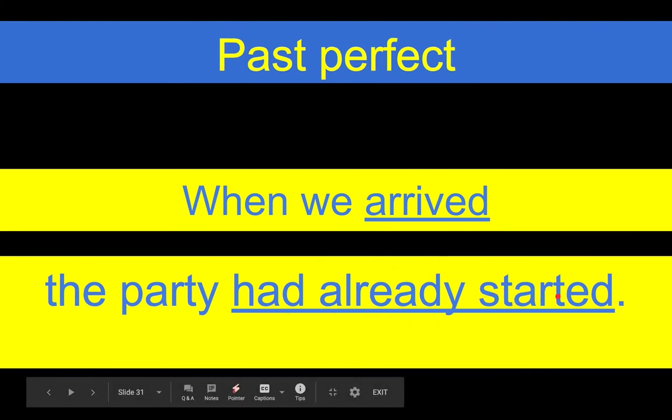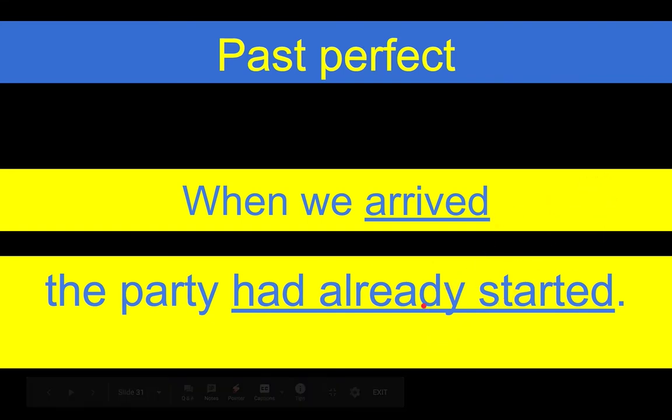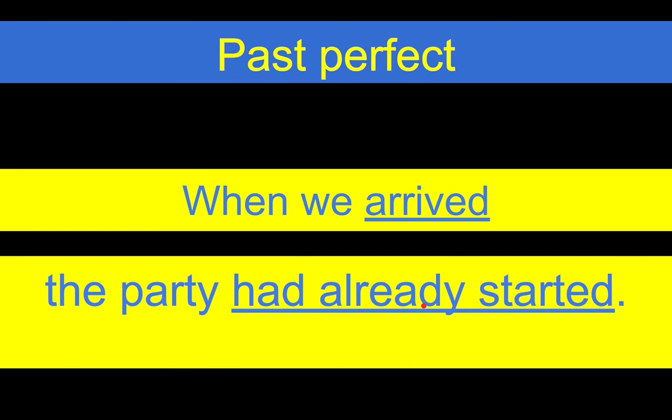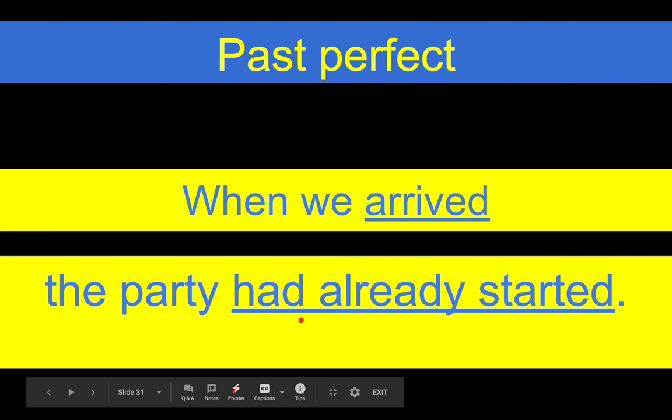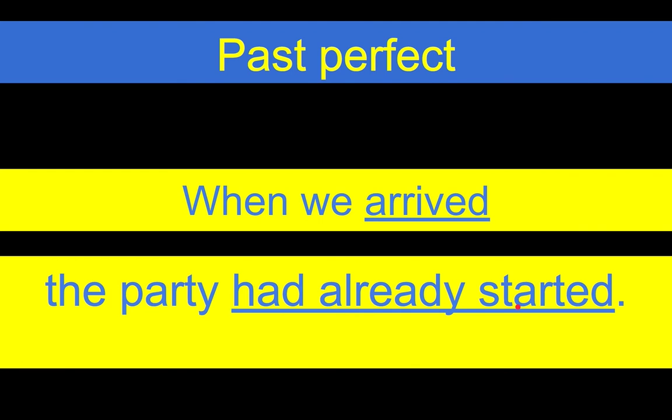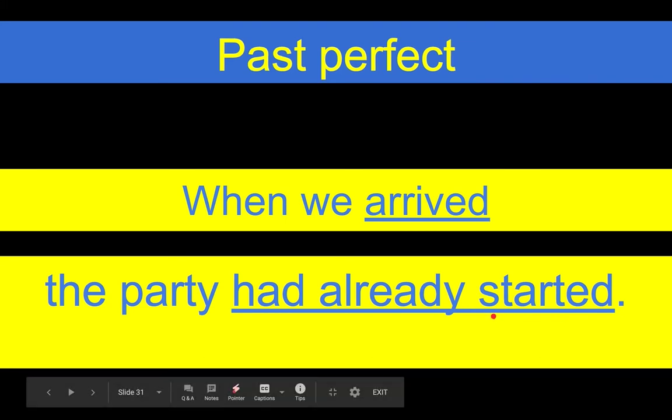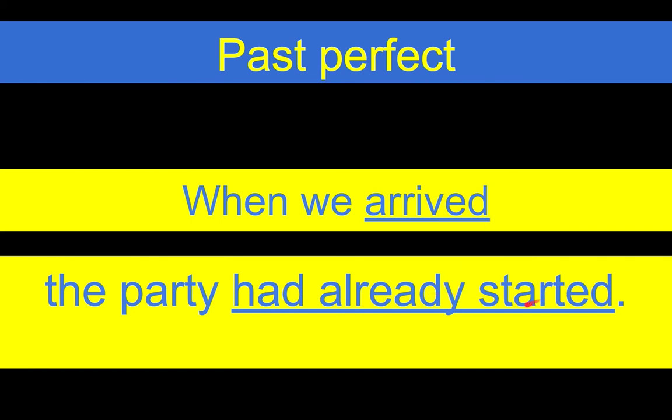It had started. The party started at 8. We arrived at 8:30. When we arrived, the party had already started. So we're using this past perfect, had plus PP, started, to show that something had happened first before this one. So the party had already started when we arrived.